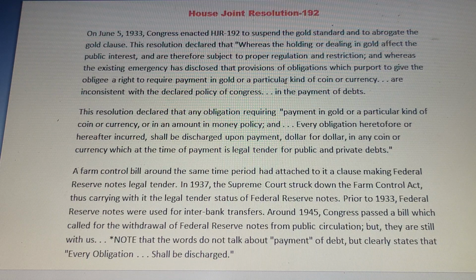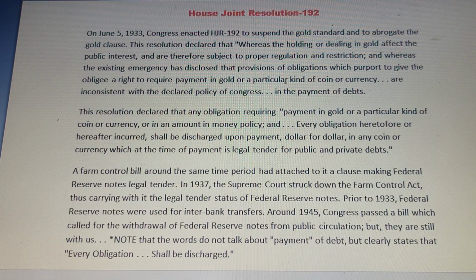are therefore subject to proper regulation and restriction, and whereas the existing emergency has disclosed that provisions of obligations which purport to give the obligee a right to require payment in gold or a particular kind of coin or currency are inconsistent with the declared policy of Congress in the payment of debts. This resolution declared that any obligation requiring payment in gold or a particular kind of coin or currency, or in an amount in money, and every obligation theretofore or hereafter incurred shall be discharged upon payment dollar for dollar in any coin or currency which at the time of payment is legal tender for public and private debt.